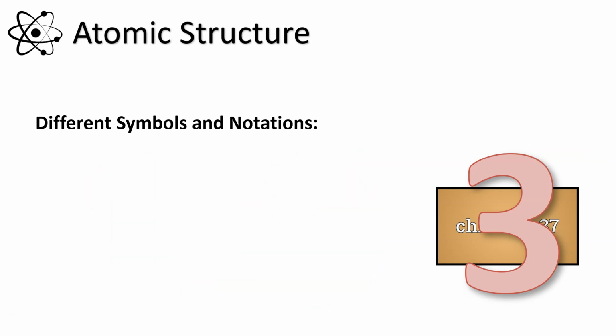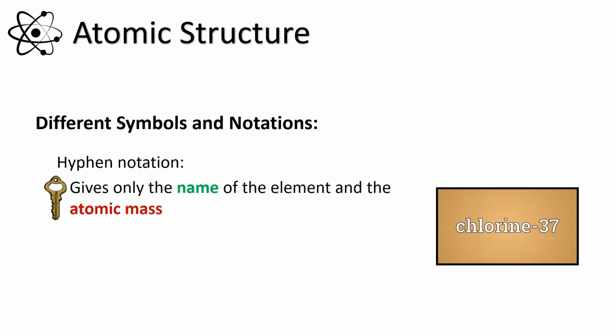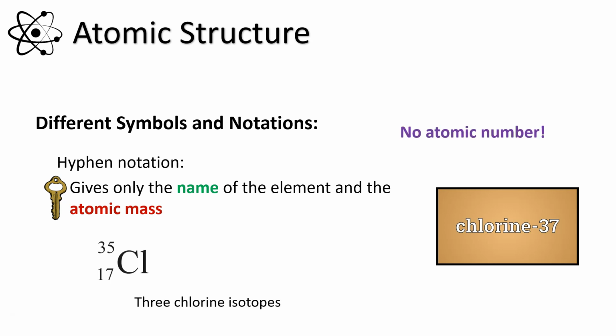The last type of notation is the simplest. It's called hyphen notation, and it looks like this. This one gives only the name and the atomic mass. So that number you're seeing there, 37, is the mass of the particular chlorine atom this symbol is describing. There's no atomic number given at all. We'll understand that when we look at these 3 chlorine isotopes.